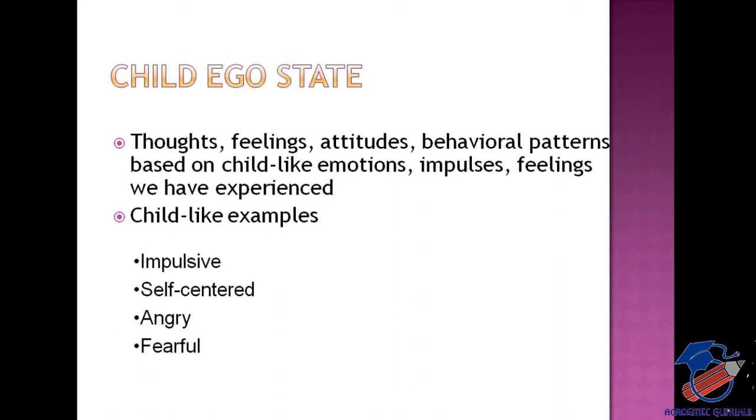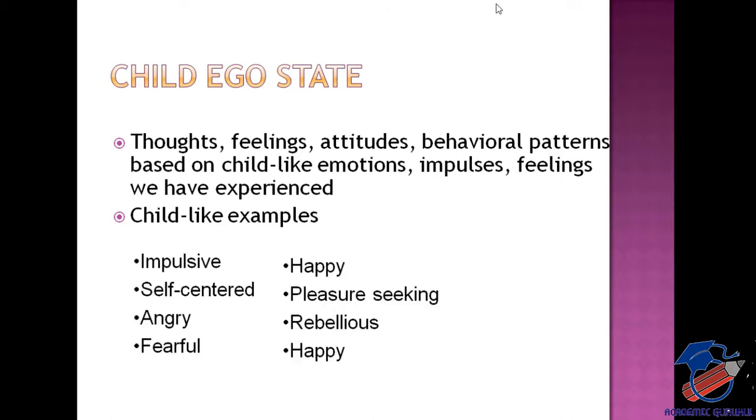Childlike examples are impulsive, they can be self-centered, they can be angry, fearful, happy, pleasure seeking, rebellious, or curious and eager to please. Curious, they always try to find answers to their questions. Eager to please, they can be fearful also.